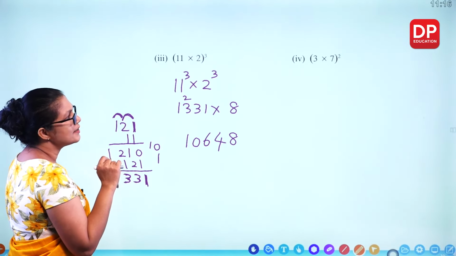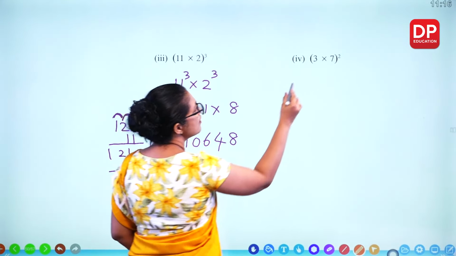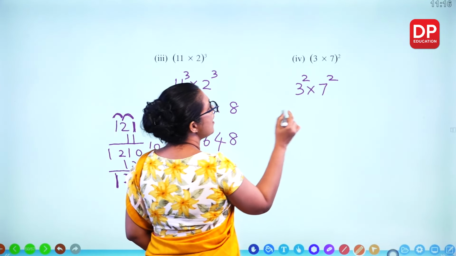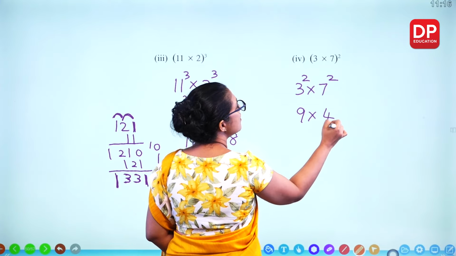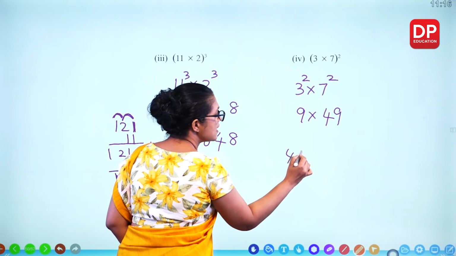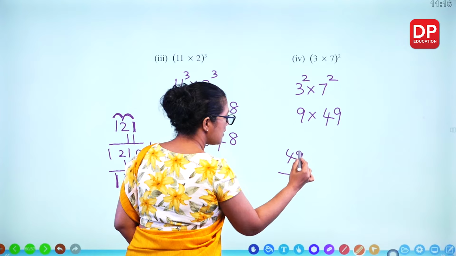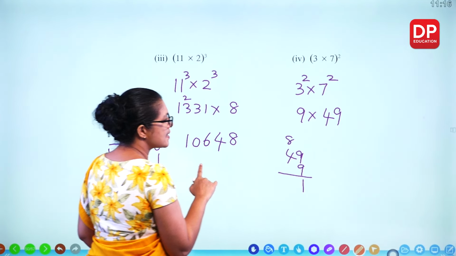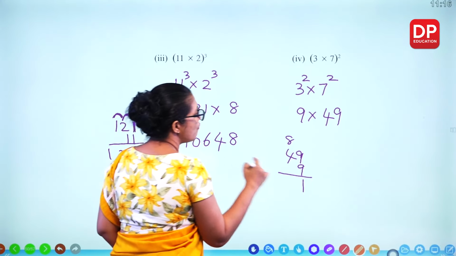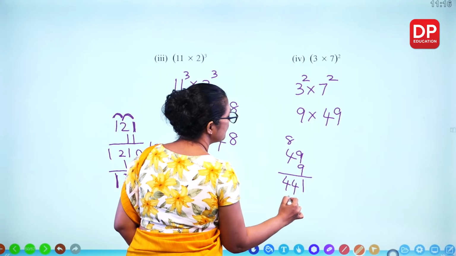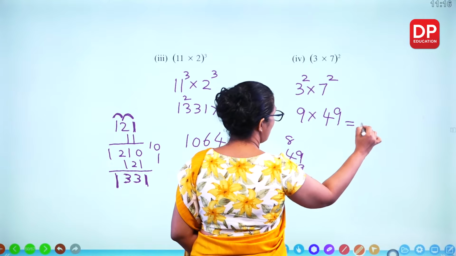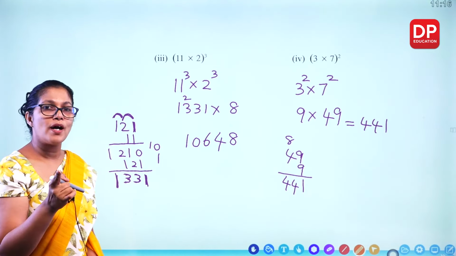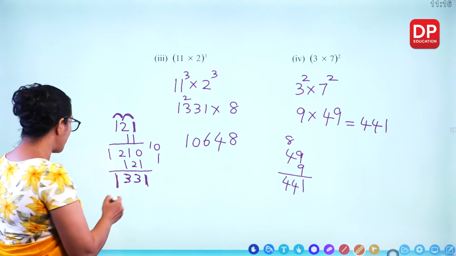What's the other method? 22 to the power 3. This one. 3 squared and 7 squared. 3 squared means 9. 7 squared, 49. So 49 times 9. 9 times 9, 81. 9 times 4, 36 plus 8, 44. So 441. So what's the other way? 7 times 3, 21. 21 squared is 441.